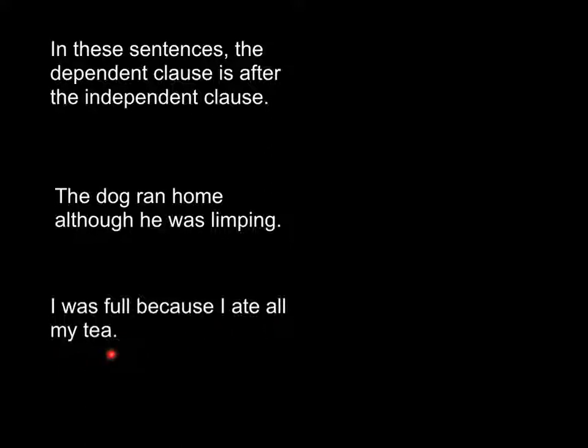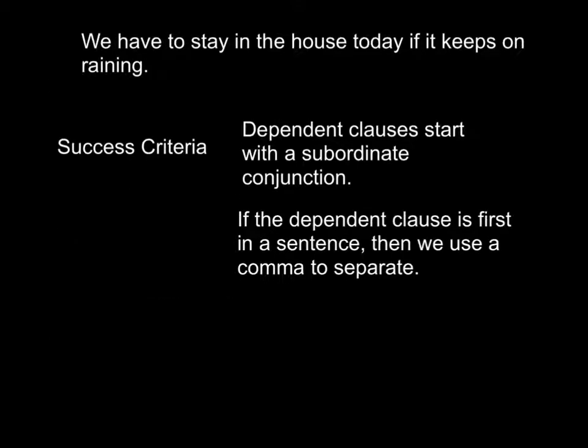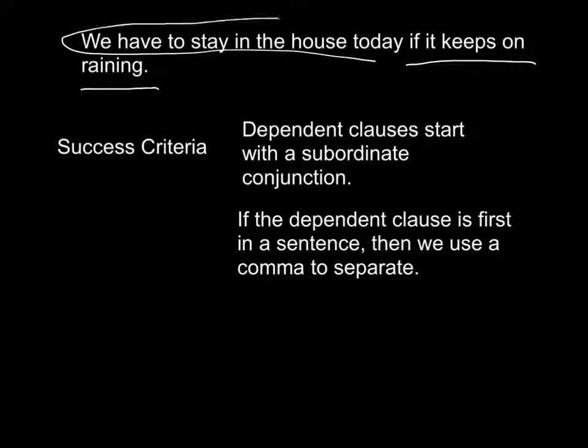I was full because I ate all my tea. I was full is independent. Because I ate all my tea is dependent. It needs I was full to make sense. When the dependent clause comes after the independent clause, there is no need for a comma. Turn to the next page. We have to stay in the house today if it keeps on raining. Here, the dependent clause is after the independent clause. We have to stay in the house today is independent. If it keeps on raining is dependent. And here, it is after the main clause, therefore no comma is needed.